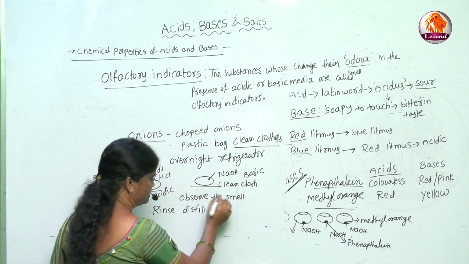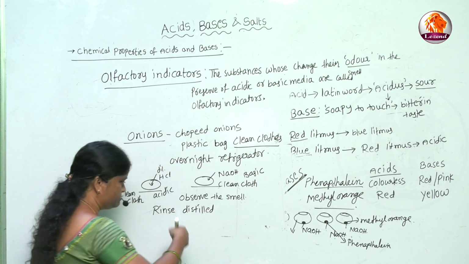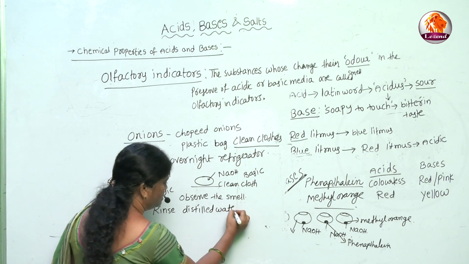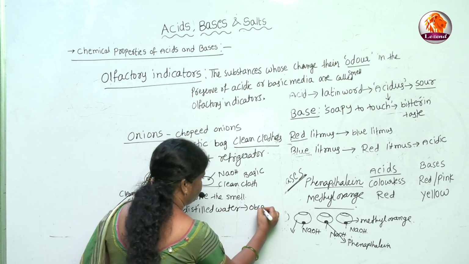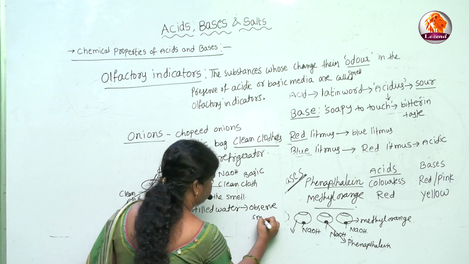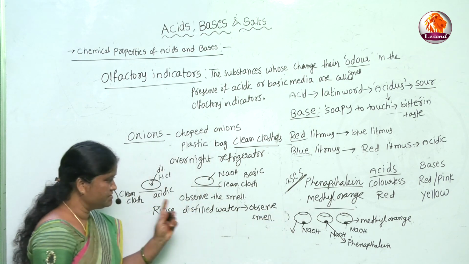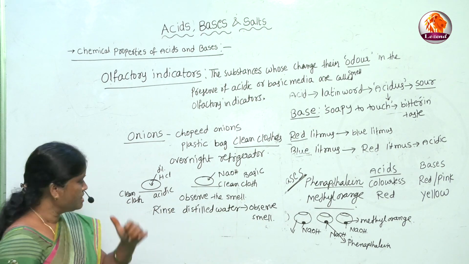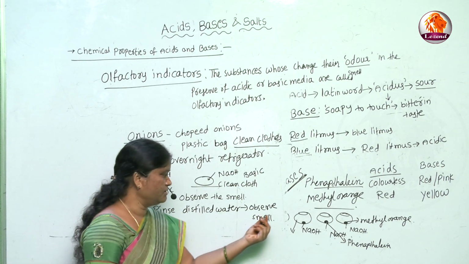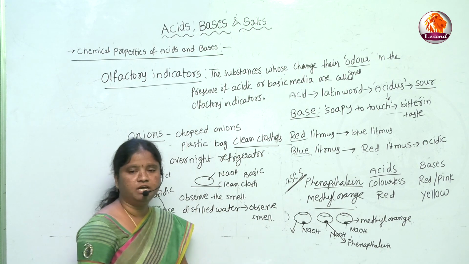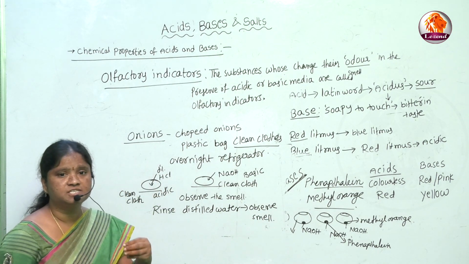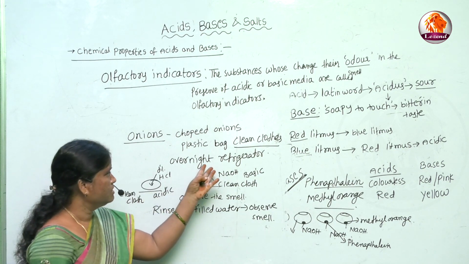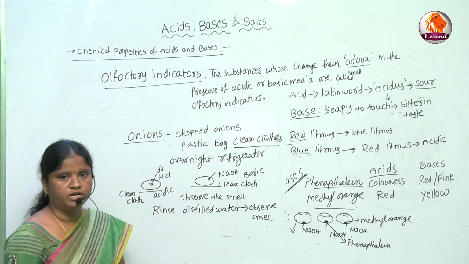After adding acid and base, rinse, which means wash with distilled water, and again we have to observe the smell. Before rinsing with distilled water, we observe the smell in acidic or basic medium. After rinsing, we observe the smell again, and note down the change in the smell of the clean cloths that were kept overnight with the chopped onions.